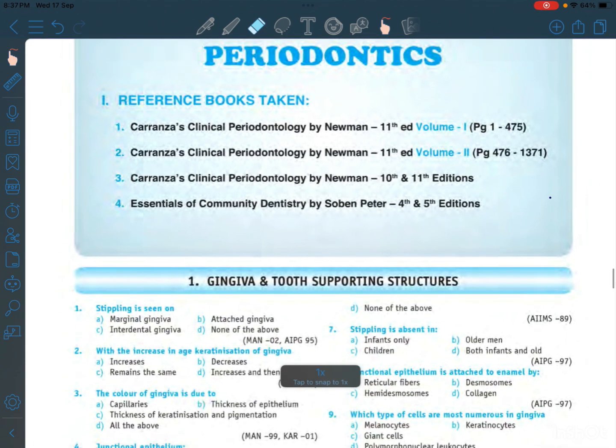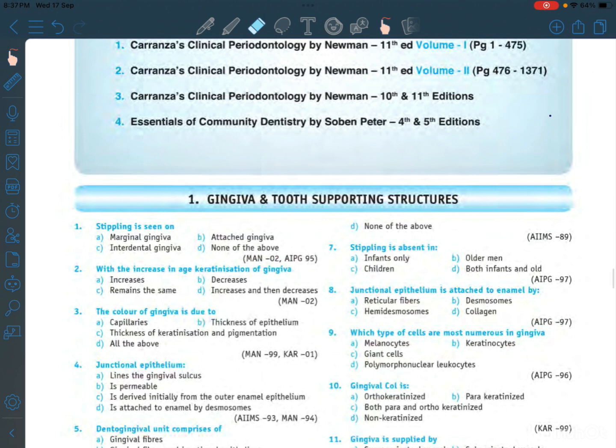So we are going to start with periodontics, and the very first question in periodontics is: stippling is seen on. The options are marginal gingiva, attached gingiva, interdental gingiva, and D, none of the above. So basically, what is stippling? Stippling is the characteristic orange peel appearance seen clinically. Okay? It's like an orange peel appearance.